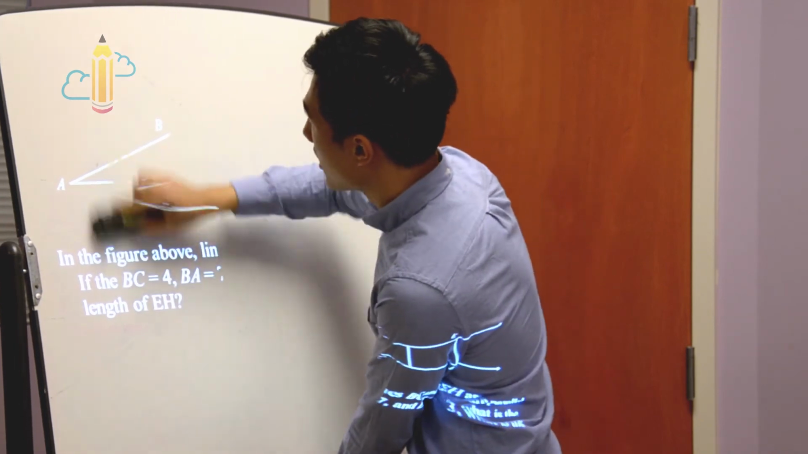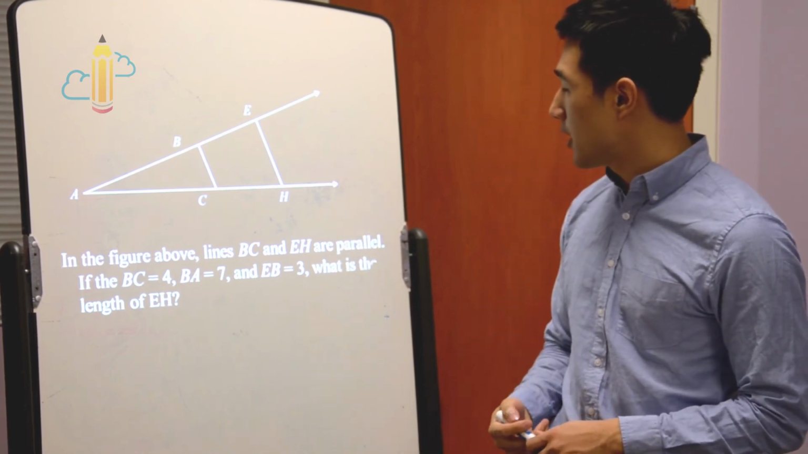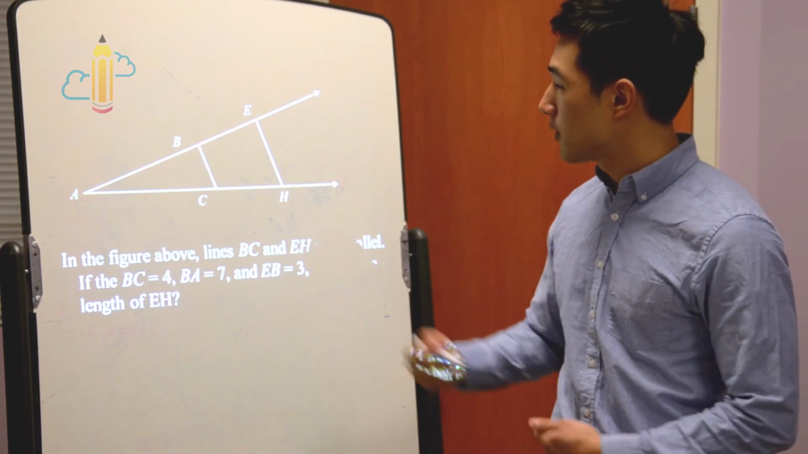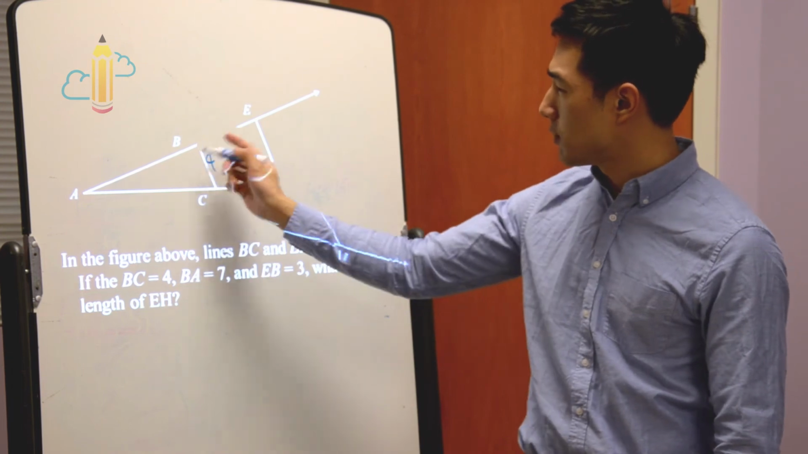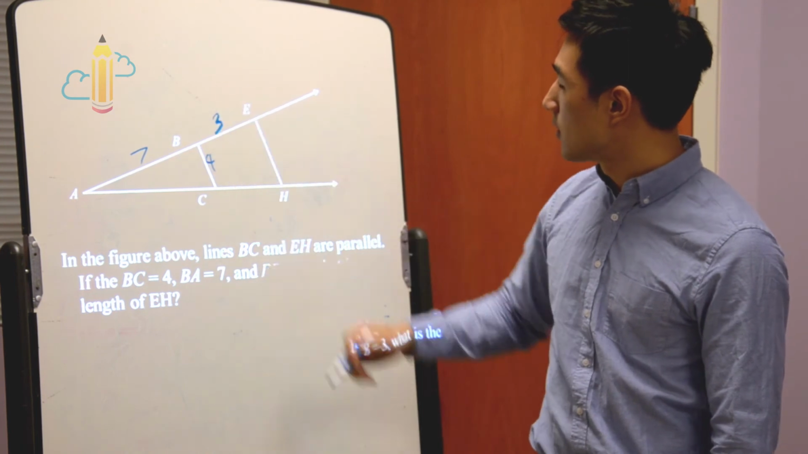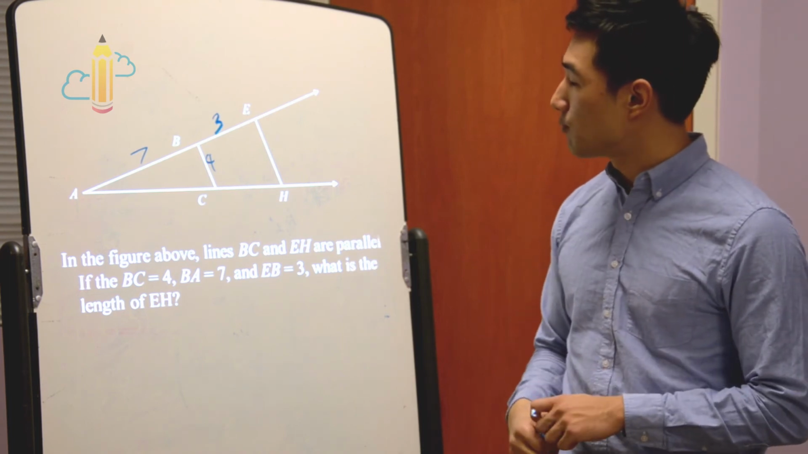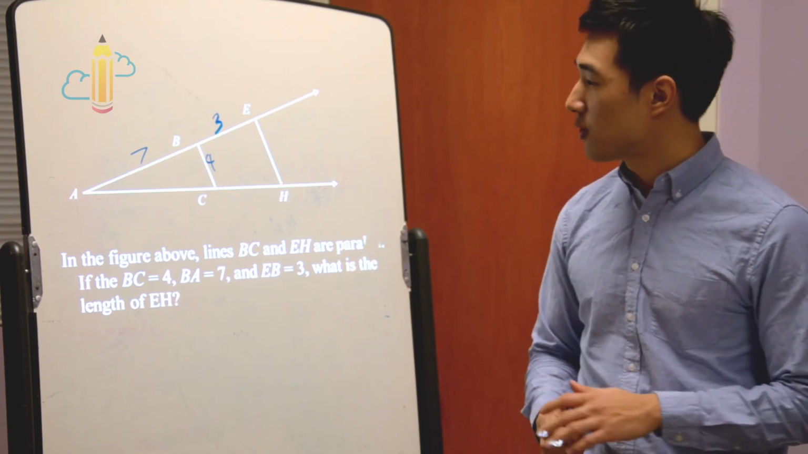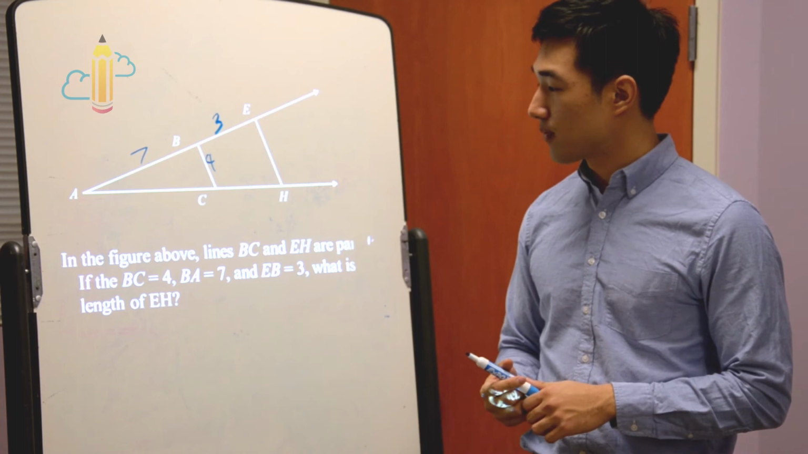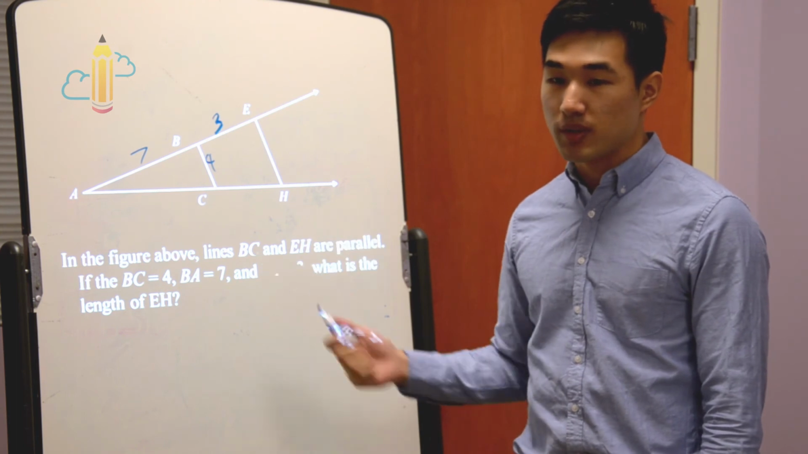And then for our last problem, let's try this one. In the figure above, lines BC and EH are parallel. If BC equals 4, BA equals 7, BA being here, and EB equals 3, what is the length of EH? Jasmine, can you help me solve this? So what do I set up?